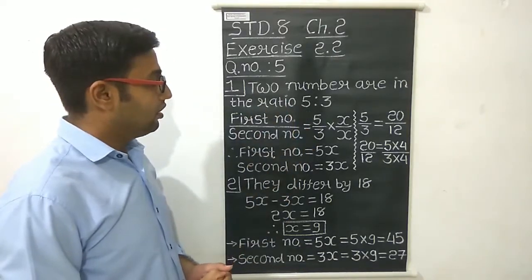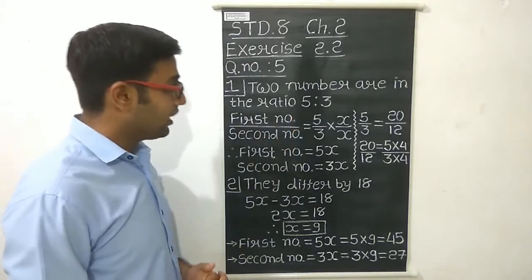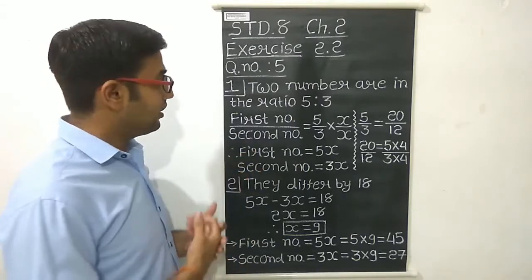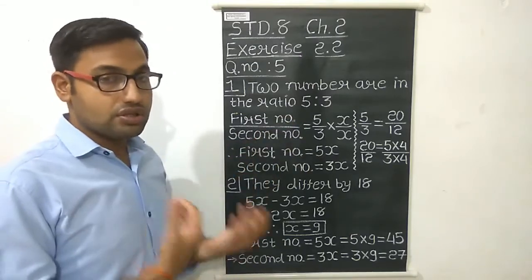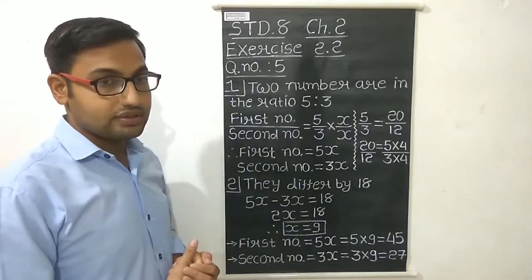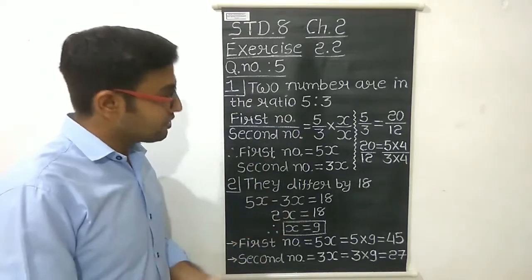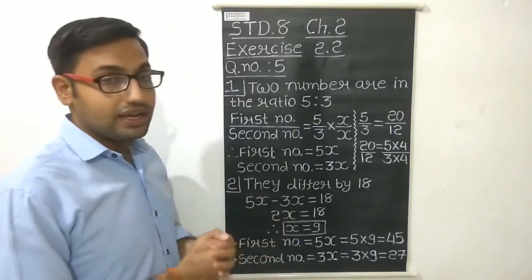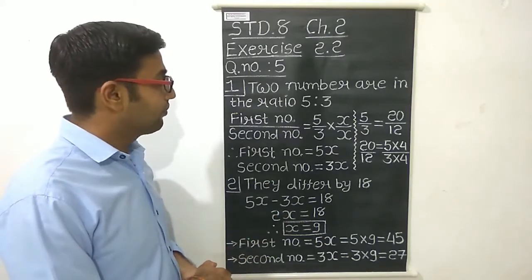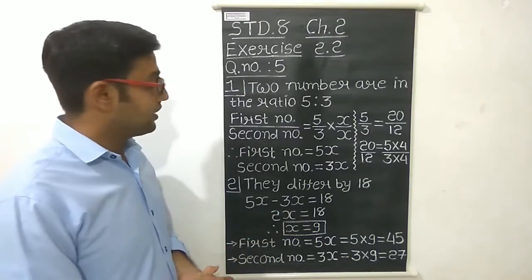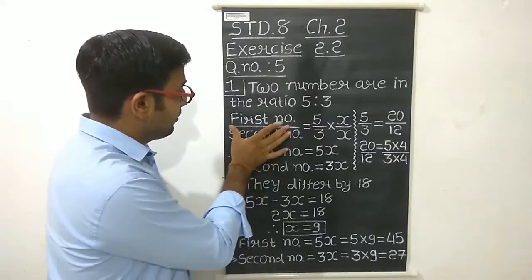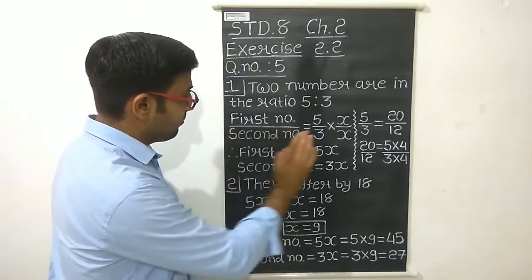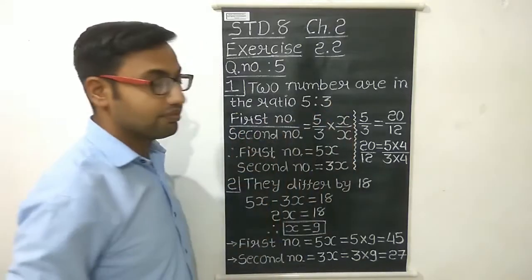So here we cannot simply suppose any number as a variable x. There are two numbers, so we cannot suppose that the first number is x or the second number is x, because if we suppose the first number as x, then what will we take as the second number, that we don't know. So what we have to do here is, see, we have been given the ratio of the first number upon the second number. Let's suppose first number upon second number is equal to 5/3.